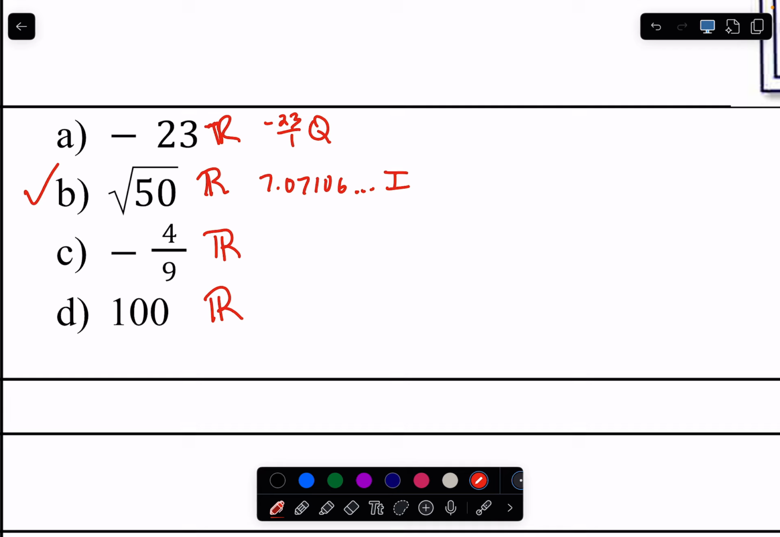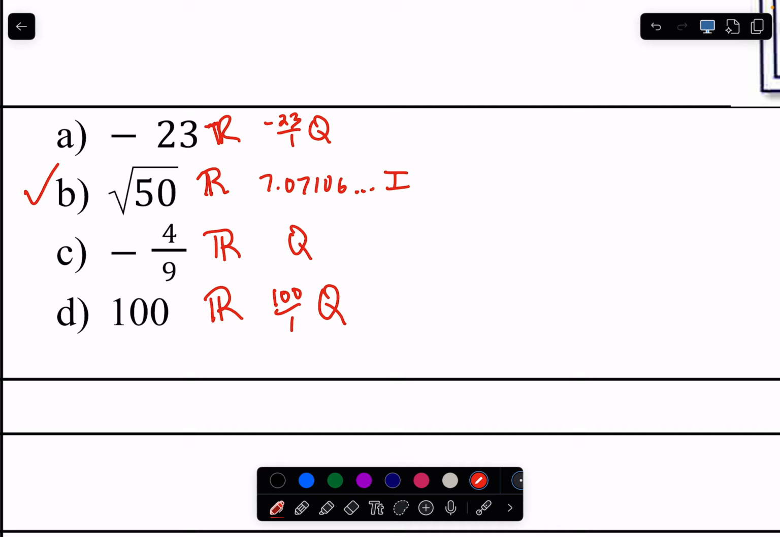Okay? We can clearly see that -4/9 is written as a fraction. It's a Q. 100, we could write 100 over 1. It's a Q. So again, I look on the list. If they don't have an i in it, you know it's real. Next question you ask yourself, is it a Q or an I? Is it rational or irrational? Rational, rational, rational. Only one that's funky is square root of 50. It's irrational. Okay? So we're done with B. It can't be anything else.